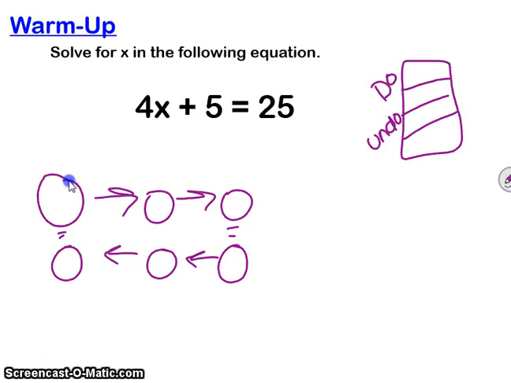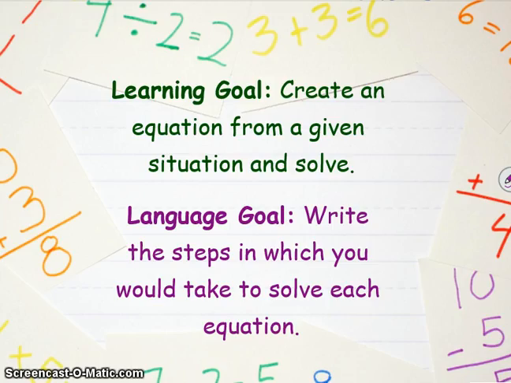Whichever way you like to use, remember that if you use either the flowchart or the do and undo boxes, those will not be provided for you on your test, so you're going to have to remember to draw them on your own. Your learning goal says create an equation from a given situation and solve. And your language goal says write the steps in which you would take to solve each of those equations. You don't have to write your learning and language goal anywhere in your notebook. That's just for you to know what we're actually learning today.